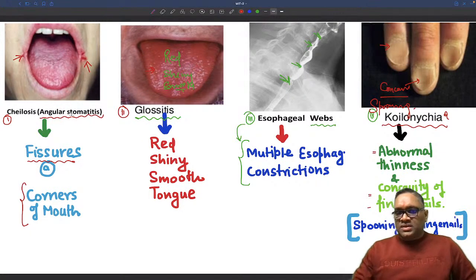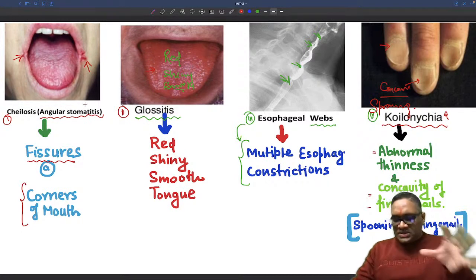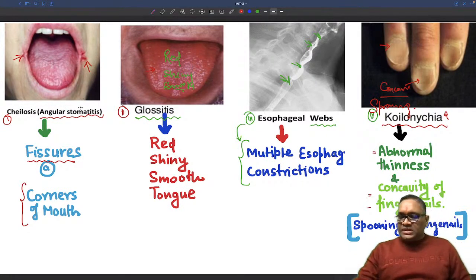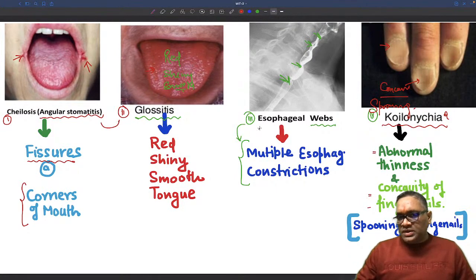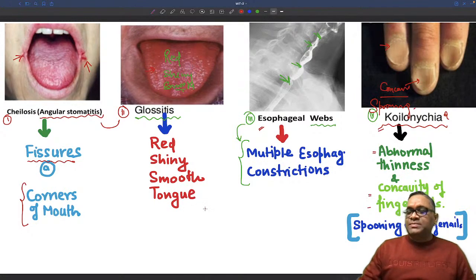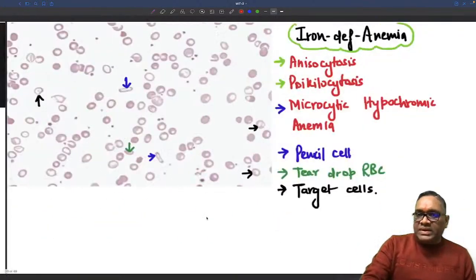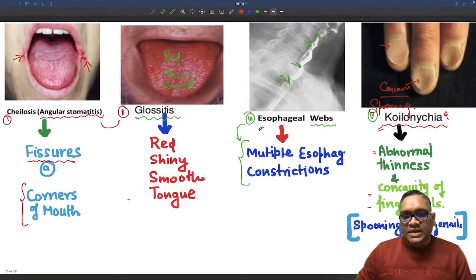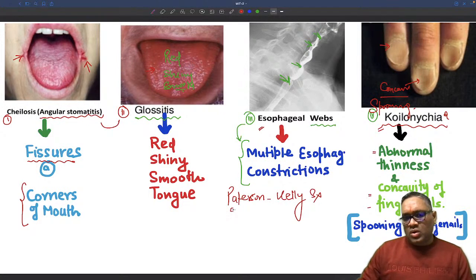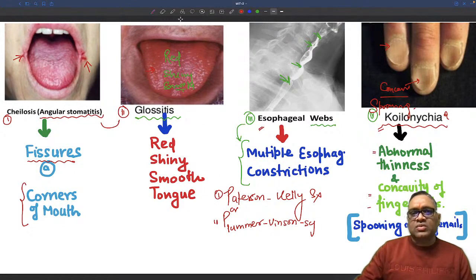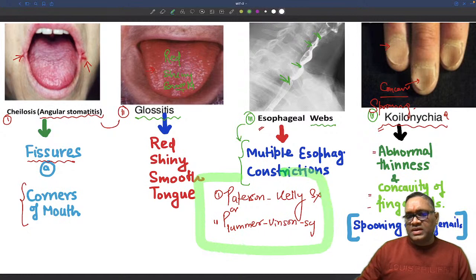And when you are seeing all these findings, right, stomatitis, glossitis, esophageal web, koilonychia, what is this called? Yes, this is the triad of Plummer-Vinson syndrome. So mouth findings, one, esophageal web, second, koilonychia, third, this is called Patterson-Kelly syndrome or Plummer-Vinson syndrome, right? I will just write here: Patterson-Kelly syndrome or Plummer-Vinson syndrome. This is the name given to this entire combination, right?